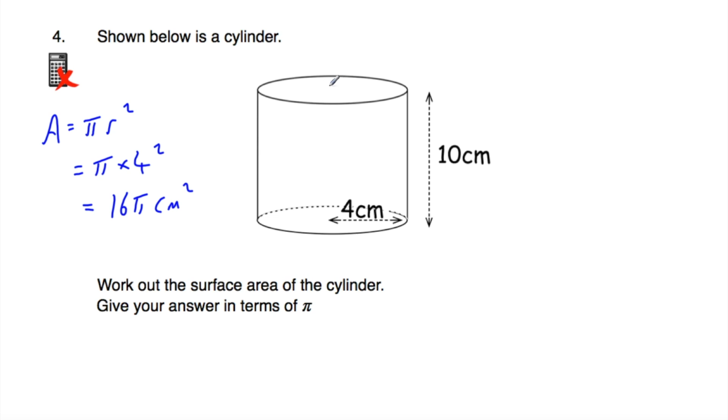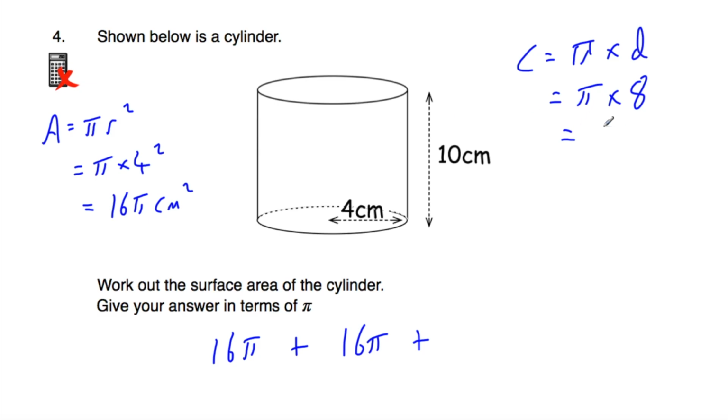So that's the area of the circle on the top, and it's also the area of the circle at the bottom. So that's going to be 16 pi plus 16 pi, and then we need to find the area of the curved surface of the cylinder. So to do that, we get the circumference of the circle and then times it by the height of the cylinder. So the circumference equals pi times the diameter. The diameter of the circle would be 8. The whole way across would be 8 because 4 plus 4 is 8. So we're going to do pi times 8. So that means the circumference of the circle will be 8 pi. So that means that this distance is 8 pi. Then we're going to times that by 10, the height of the cylinder, to get the area of that curved face. So we're going to do 8 pi times 10, which is equal to 80 pi. So that means that the area of this curved face is 80 pi.